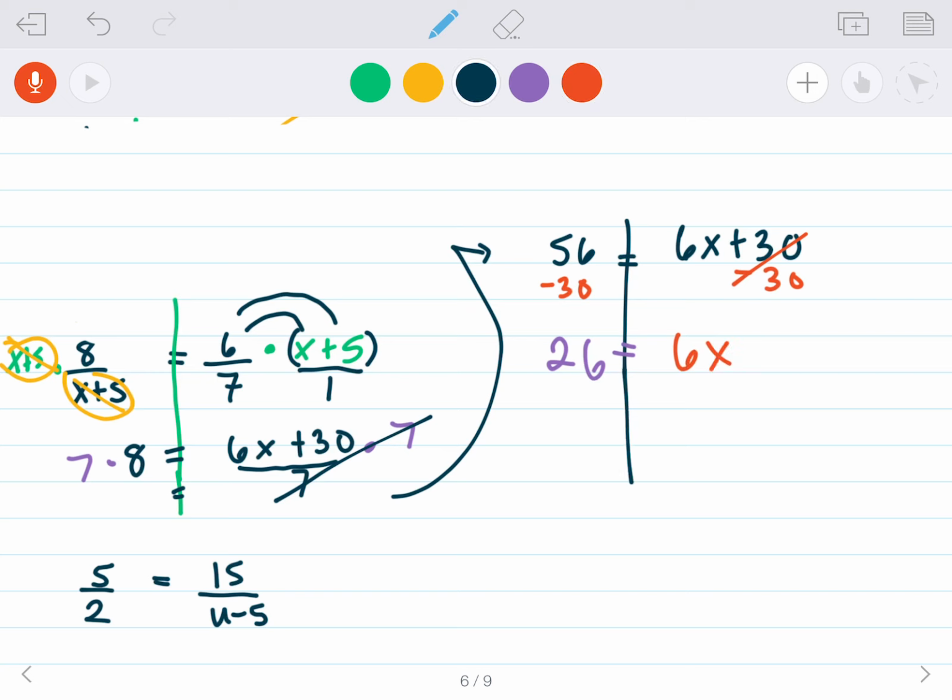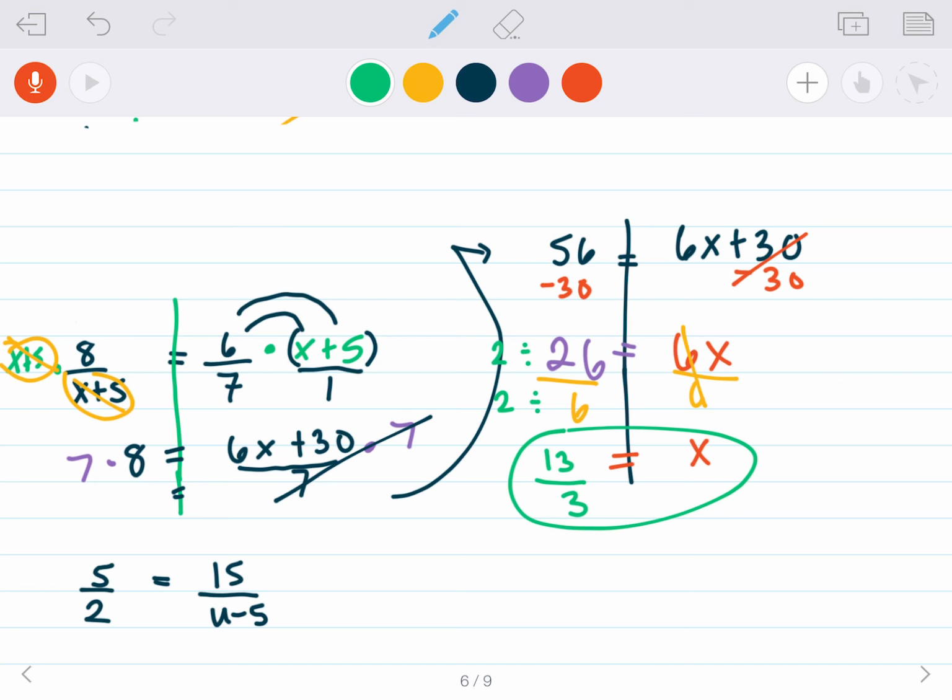Okay, so 26 equals 6x. Let's go ahead and divide both sides by 6 to get x alone. And so we get x is equal to, I can simplify this, right? They're both even numbers on top and bottom. So if I divide top and bottom by 2, half of 26 is 13, and half of 6 is 3. And that can't be simplified anymore, so that is my answer.